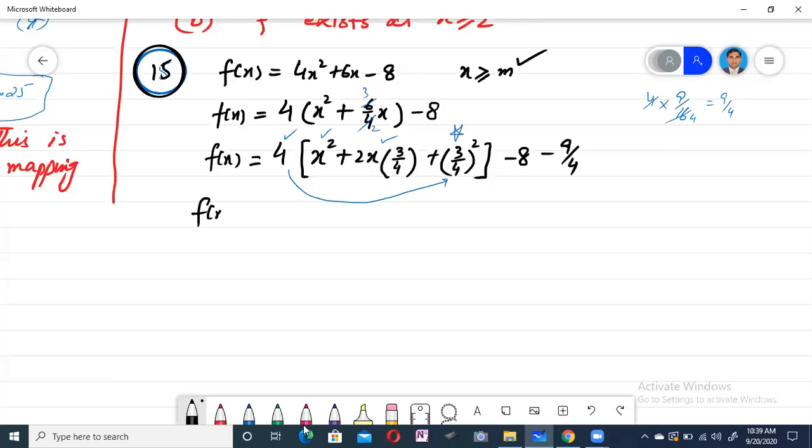Then it will be f of x is equal to 4 as it is. Here inside the bracket x plus 3 by 4 whole square, a square plus 2ab plus b square. Okay, a plus b whole square. Then outside minus 8 minus 9 by 4. Here we will take the LCM. 4 8s are 32, minus 32 minus 9. I'm sorry, 8.